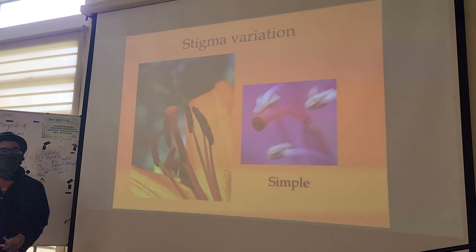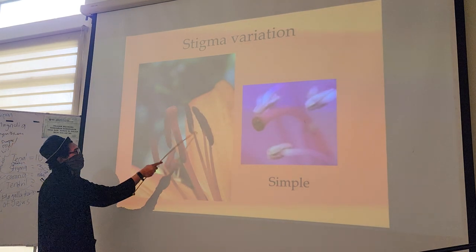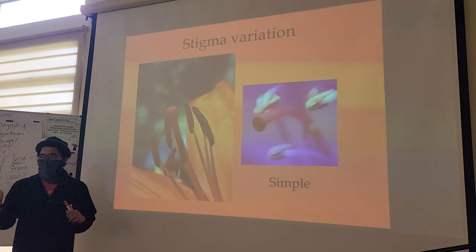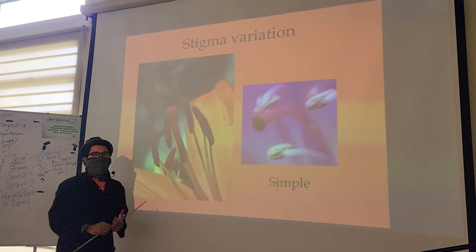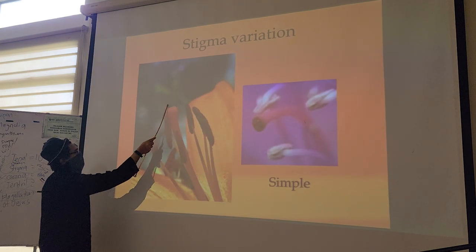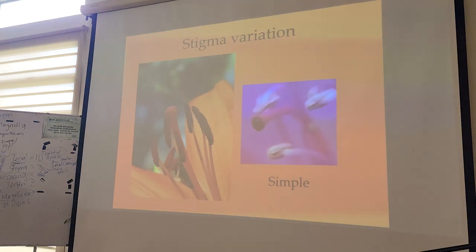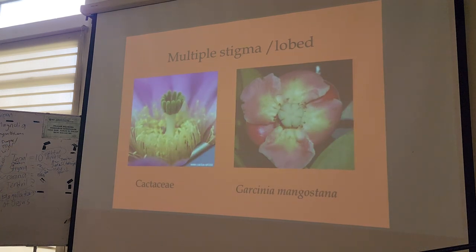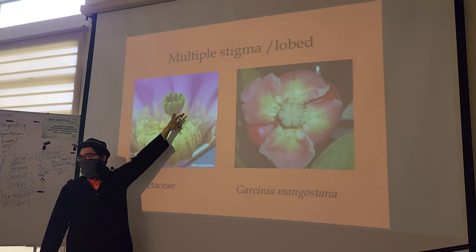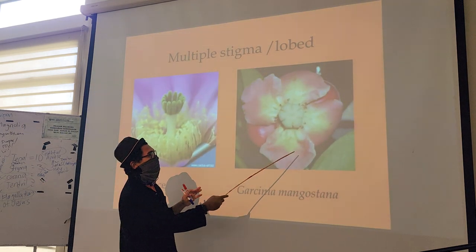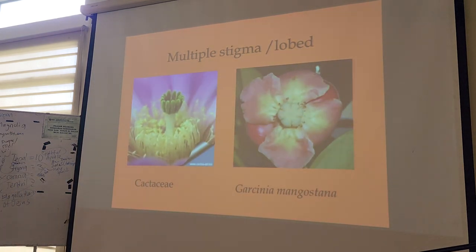Okay, stigma variation. It can come in simple, like this. This stigma, okay? This is not stigma. What are these? Collectively? Stamen. Filament come together: stamen. Right in the middle here, your style. Stigma. Stigma is moist, because it needs to be sticky so that the pollen can land and stick to it. Okay, next. Sometimes the stigma can be multiple, like in the case of cactus, one column and then it splits into a number of stigma. What fruit is this? Mangosteen. Garcinia mangostana.